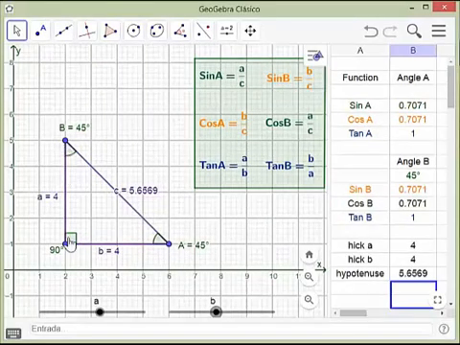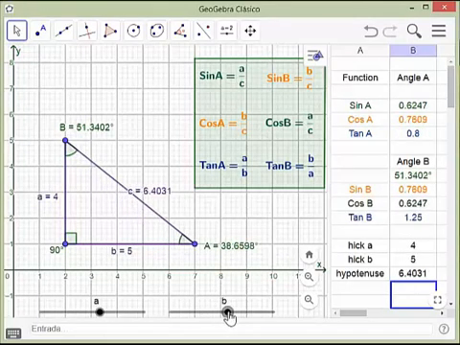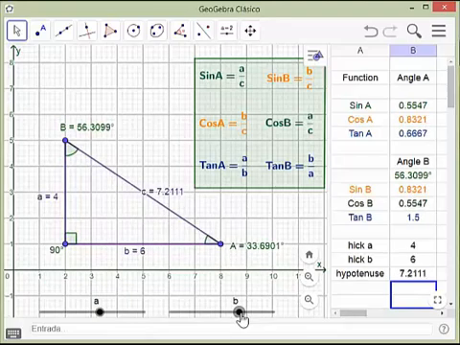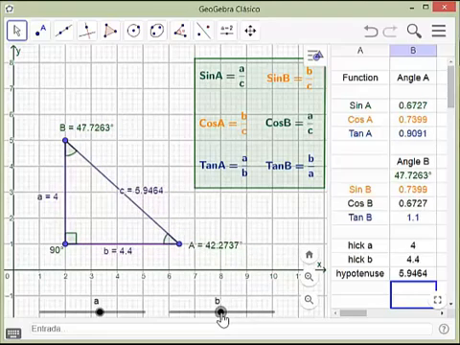Now, let's increase the length of side B and observe the new resulting values. As the length of side B is increasing, you can notice that angle A is decreasing and angle B is increasing, but the sum of both angles is always 90 degrees. At this moment, let's make the length of side B shorter. You have to notice that angle A is increasing while angle B is decreasing.